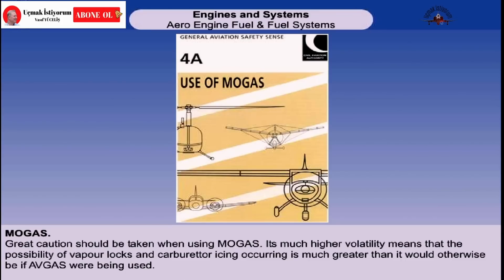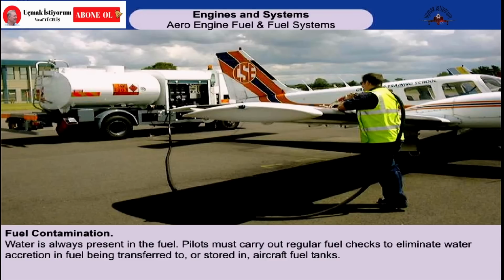This means that the possibility of vapour locks and carburetor icing occurring is much greater than would otherwise be if Avgas was being used. The most common contaminant in fuel is water. Water is always present in the fuel in varying amounts despite the manufacturer's stringent quality control and the preventative measures taken during storage and transfer. However, further measures can be taken to minimize water accretion once the fuel has been transferred to the aircraft tanks.